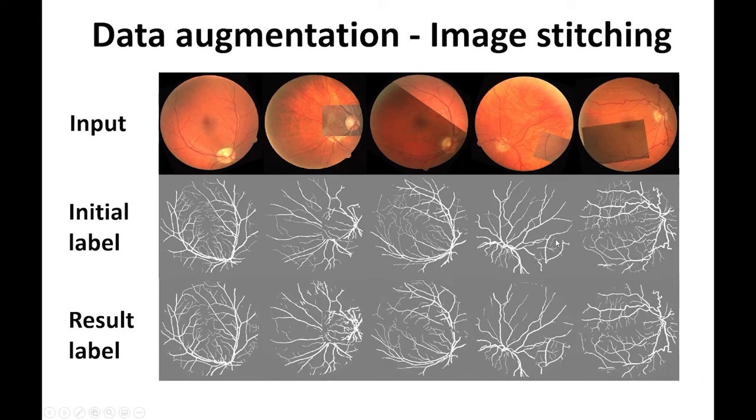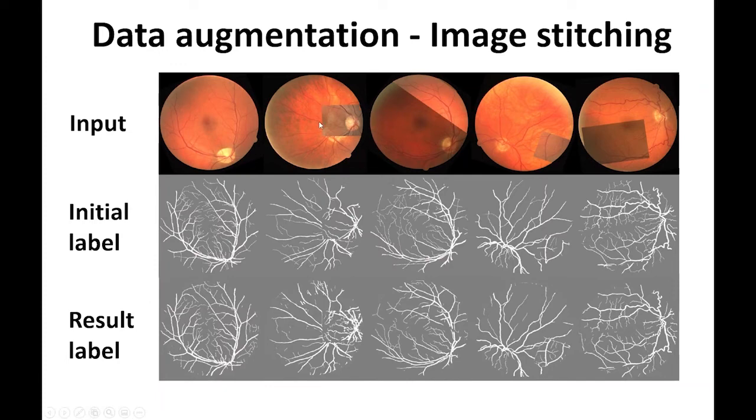Now, let's talk about the data augmentation method. The first line is the input image. The second line is the initial label. And the third line is the label after the data augmentation. As you can see, the data augmentation is a method that cuts patches of the area and fills this area from another dataset.